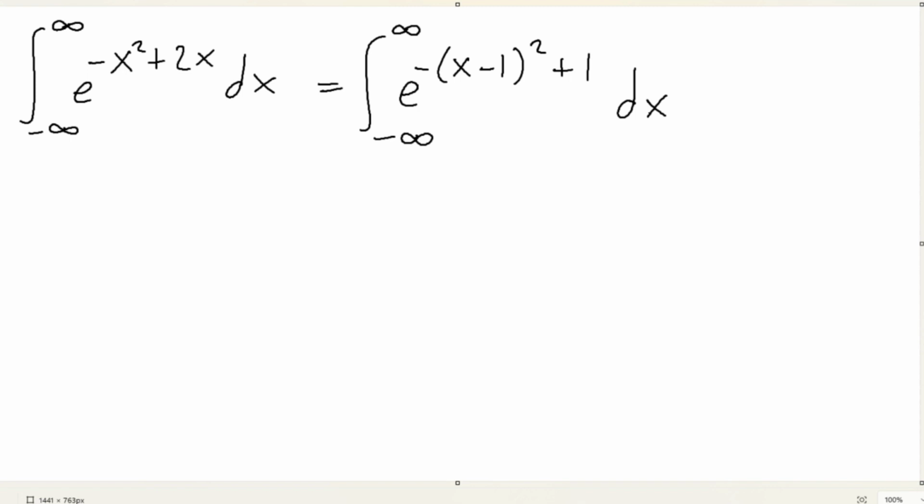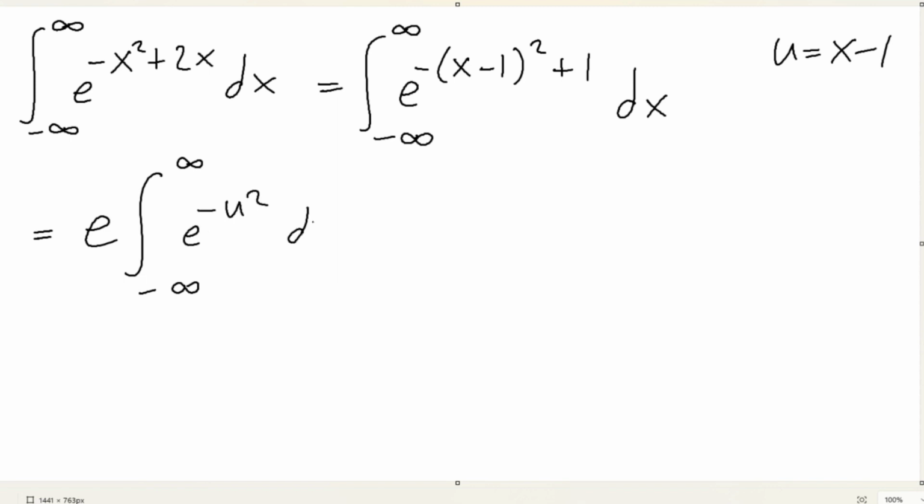Aha. And so now what we have is just the integral from negative infinity to infinity. Honestly, you could just let u equal x minus 1 and nothing would change. You would just get this still. So now the answer is just e square root of pi.